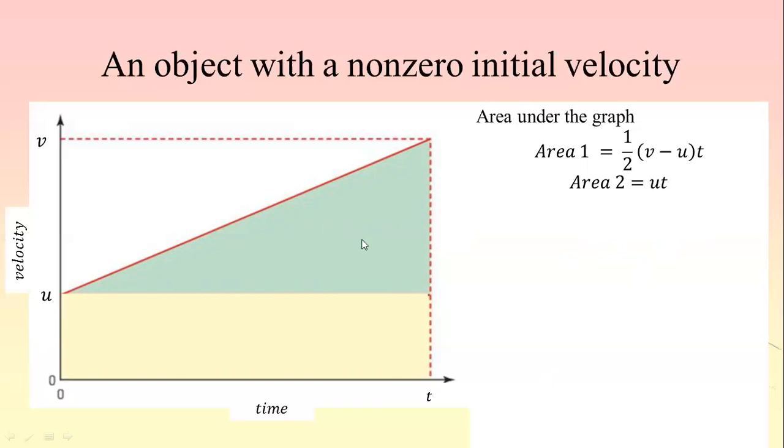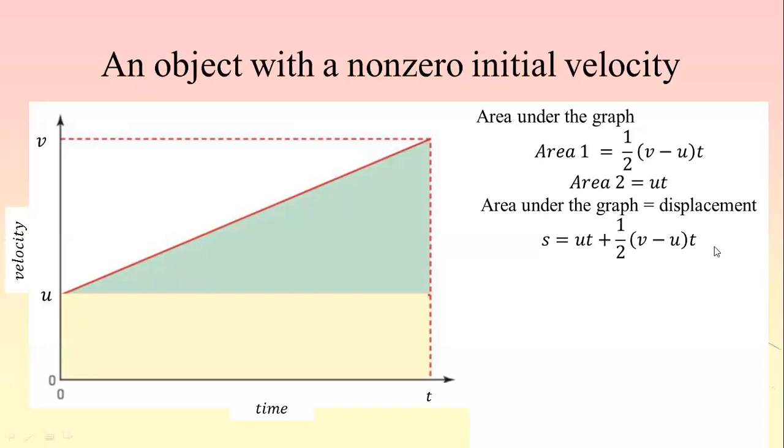Now, notice that when we find the area under the graph, we are essentially multiplying velocity times time. When we multiply velocity times time, the result is displacement, which means the area under the graph represents displacement. So if we get the total area under the graph, we are actually getting the total displacement of the object. The displacement is represented by s. So total displacement will be the combined areas, and that will be ut plus 1/2 times the quantity v minus u times t.